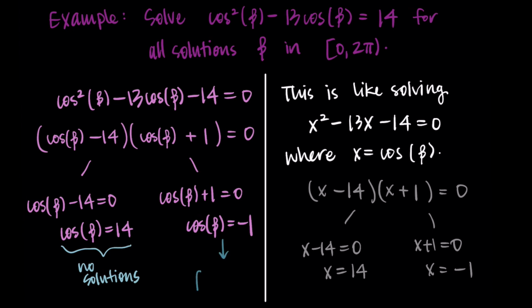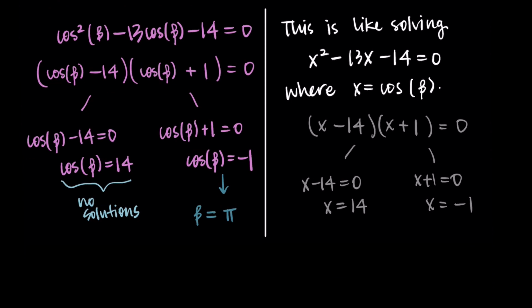So looking at the unit circle, I see that cosine is -1 at pi. So my solution here is beta equals pi, and that's actually my only solution. So beta equals pi is the solution to this equation.